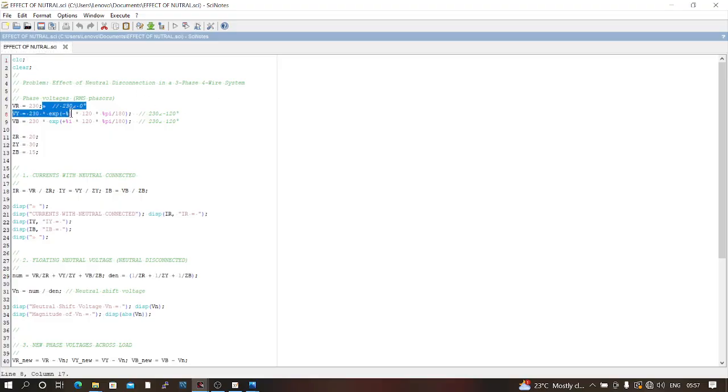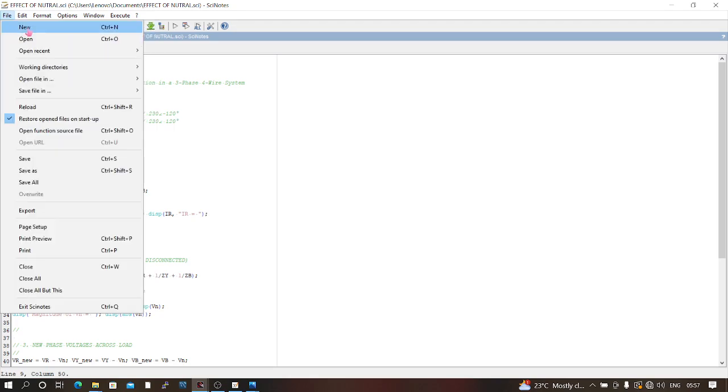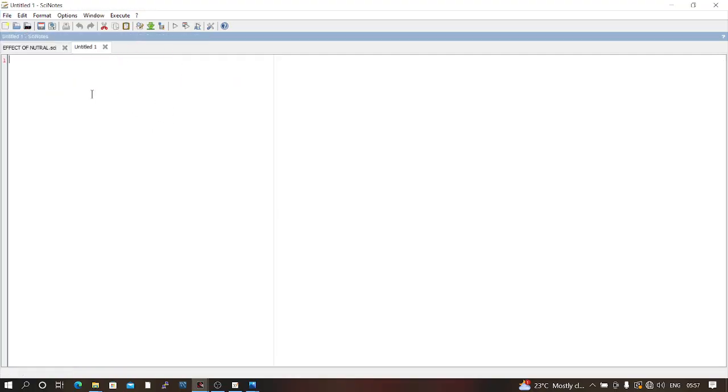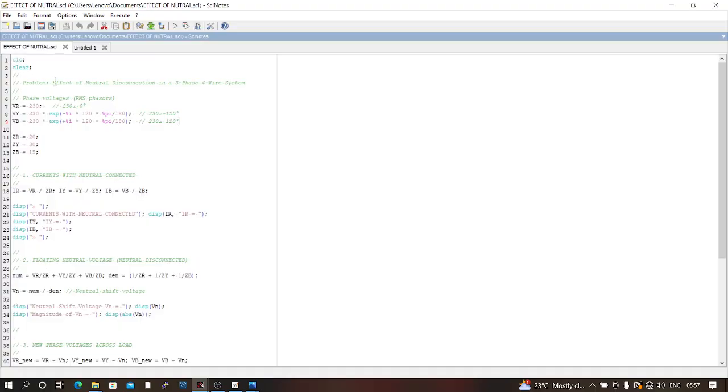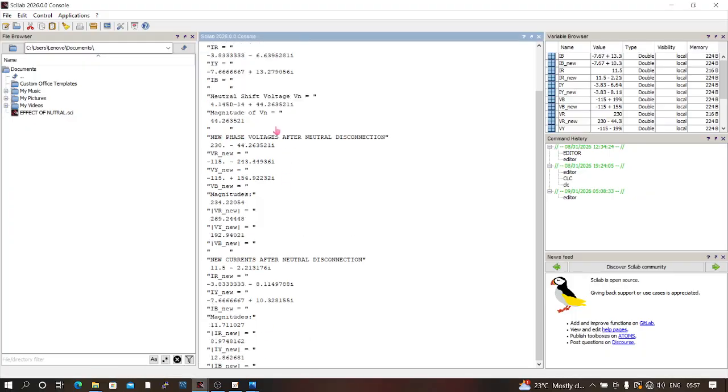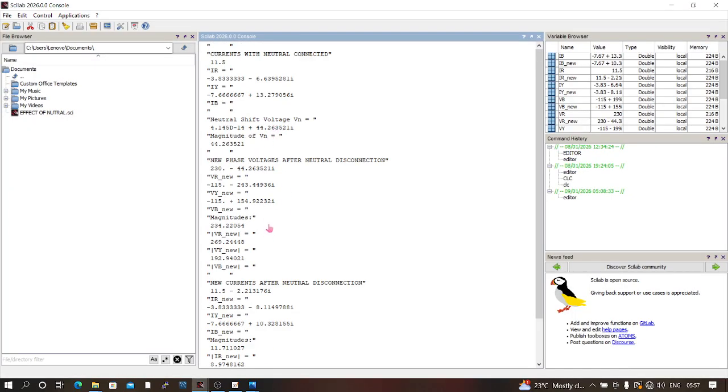Because I already saved the program, it goes directly. Otherwise a blank screen will open like this, then you enter the program whatever I have given, save and execute. The program name I have given is effect of neutral. Then save and execute, or you can execute directly. Once you execute, the values are displayed directly here.